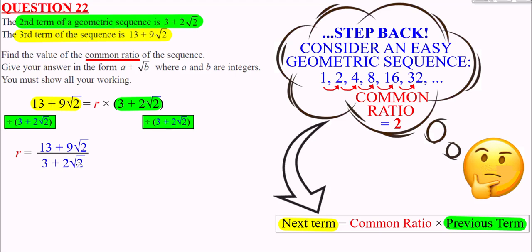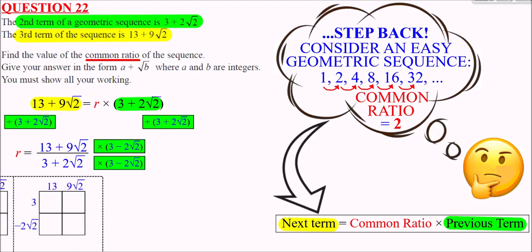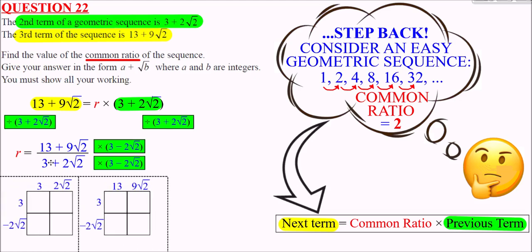What we do in these cases is we multiply both the top and the bottom of the fraction by the denominator with the sign switched. So we're going to multiply both top and bottom by 3 minus 2 root 2. So I'm going to use a grid method for this, both for the numerator and the denominator. So if I multiply the denominator first, 3 plus 2 root 2 by 3 minus 2 root 2, using the grid method, I can pick any box as I wish.